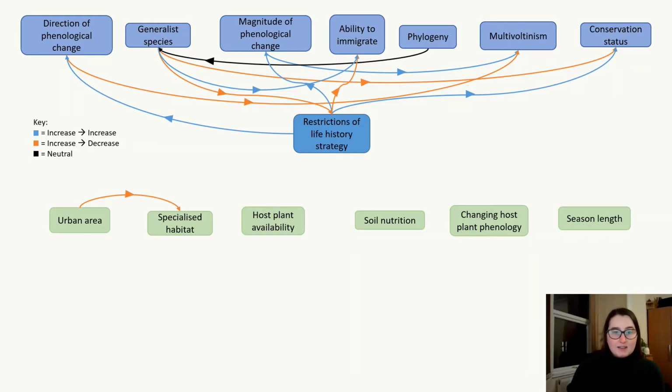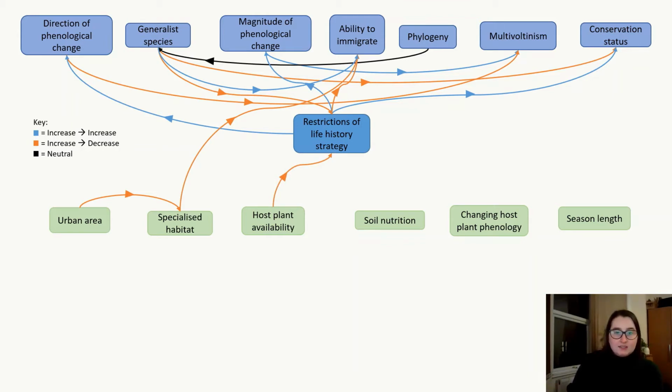Specialised habitat is also really important for whether the species is able to immigrate. So the more reliant the species is on a specialised habitat, for example, a very specific type of woodland, the less likely that species is going to be able to move and track the climate that they survive best in. In the same way, host plant availability is really important.